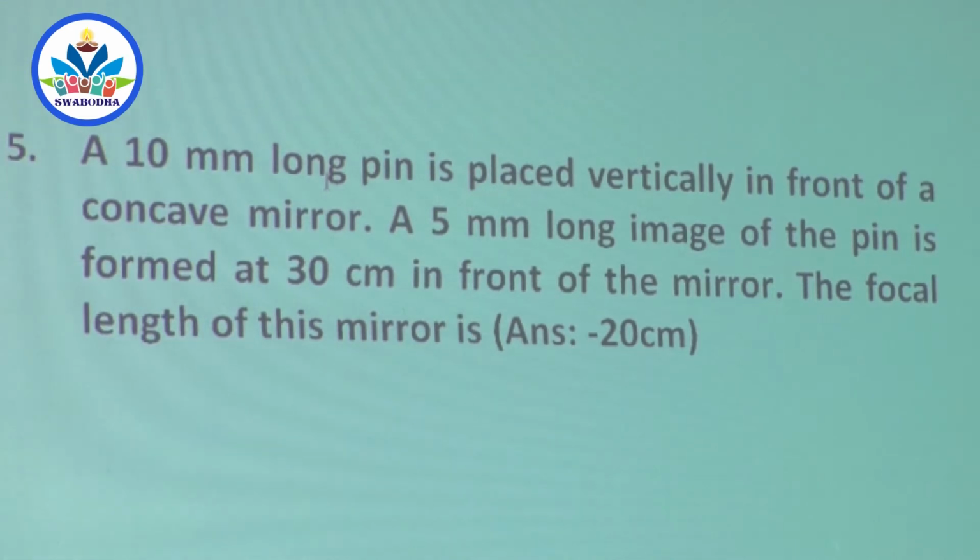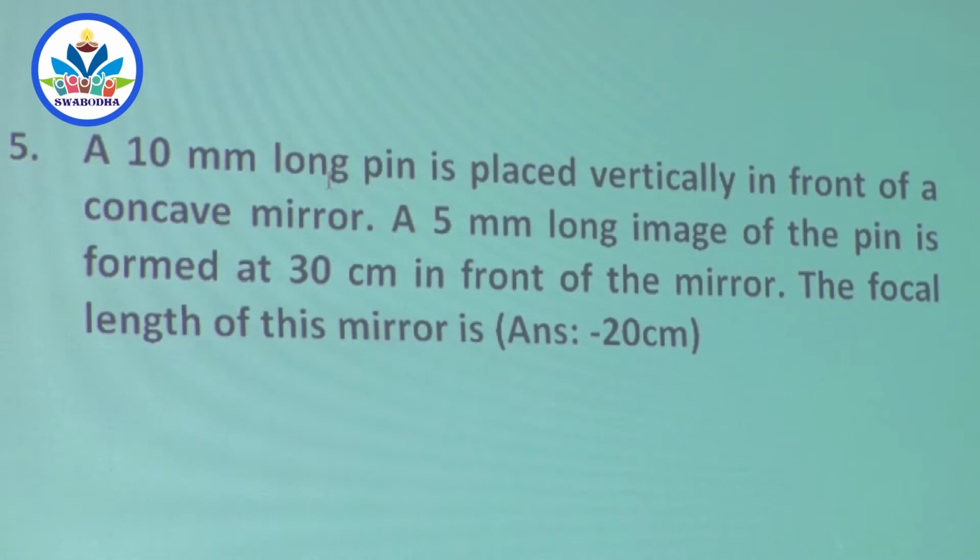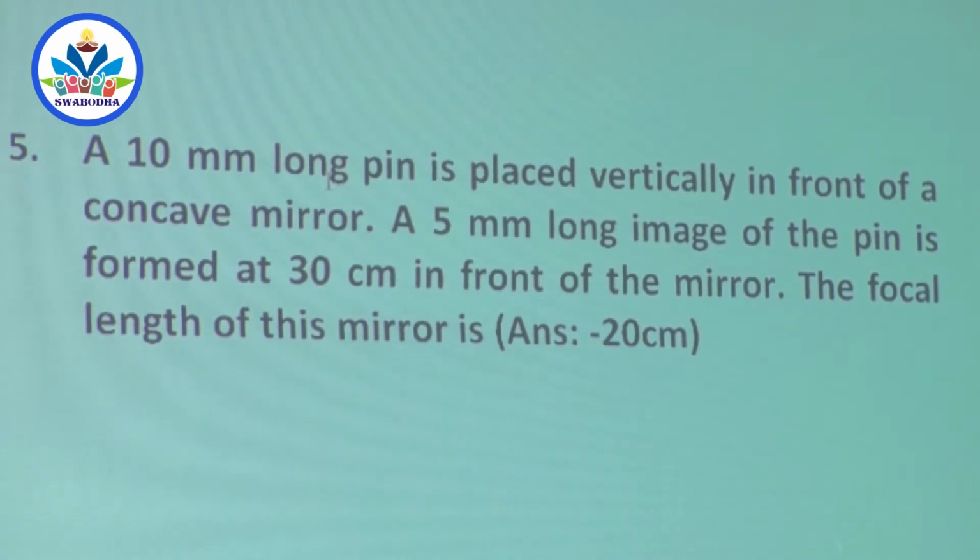So here the problem says a 5 millimeter long image of the pin is formed 30 centimeter in front of the mirror. So we got one clue. What is that clue? Concave mirror forms virtual image only when the object is within the focus. This image is in front of the mirror. In front of the mirror means it is a real and inverted image. That is sure because a concave mirror forms an image in front of it only when it is real. Inside the mirror we get erect image. So this is an inverted image, it is a real image.